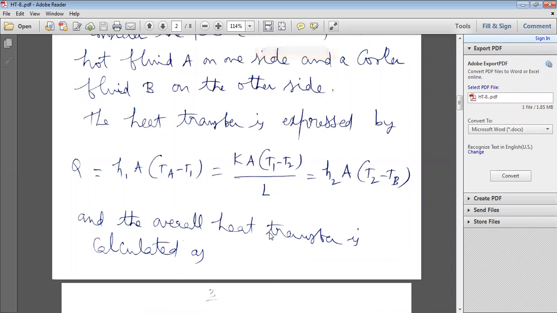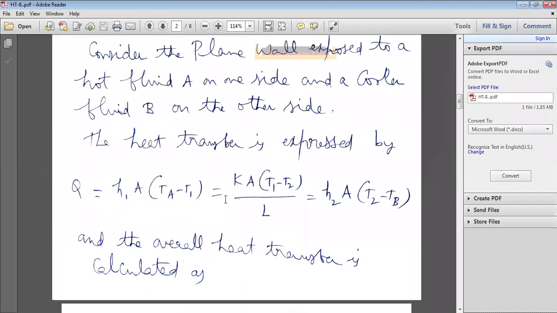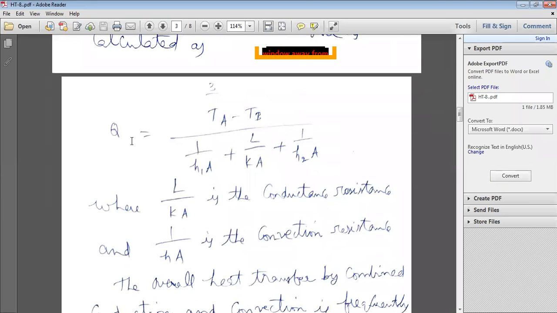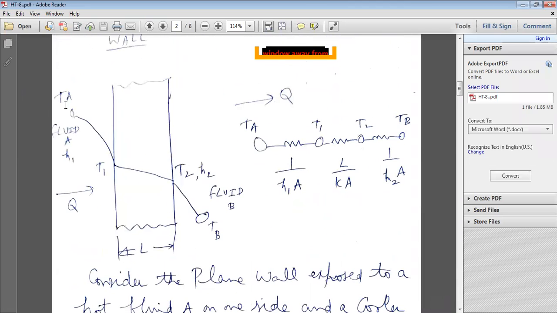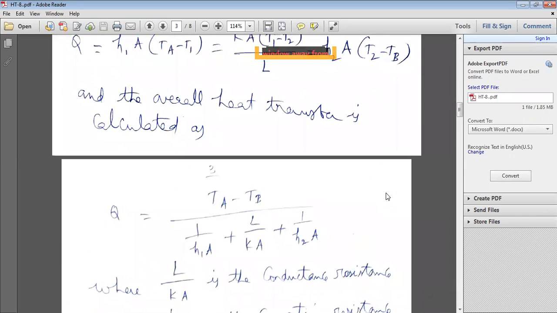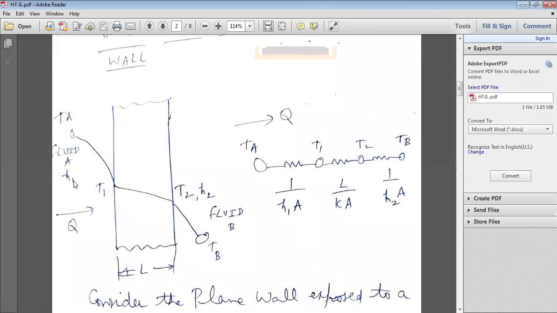The overall heat transfer is calculated by solving these simultaneous equations, as in the earlier composite wall analysis. Finally we get the heat transfer rate Q equal to the overall temperature drop, the overall thermal potential difference TA minus TB, divided by R1 plus R2 plus R3. These are the thermal resistance offered by fluid A, the conduction resistance offered by the material, and the thermal resistance offered by fluid B.